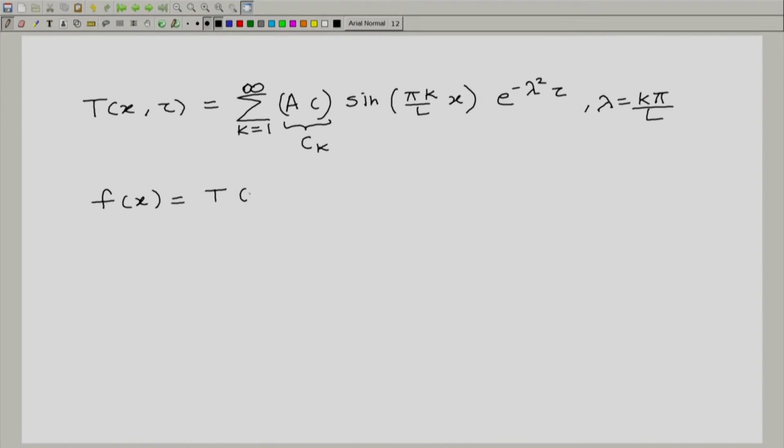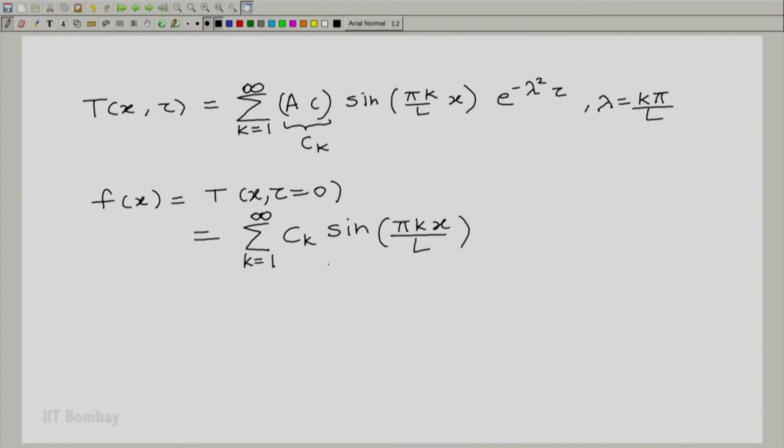We have the initial temperature as a function of x only because the time is fixed, time t equal to 0. So we can write it as a function of x, say fx, and if we substitute it above, we will get summation k going from 1 to infinity ck sin of pi k x by L, and the time part will vanish because e raised to 0 will be 1. So we have this Fourier series here, a special case indeed, where all the cosine terms are vanishing and the constant is also not there.